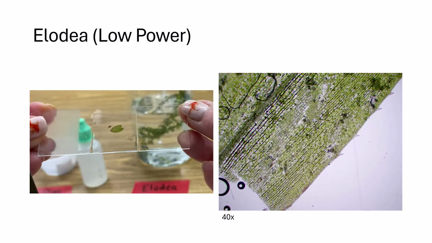A single Elodea leaf is placed on a clean slide with a drop of water and a cover slip. As it is placed at scanning power, this is how it appears. Focus near the edge of the leaf where the cells are thinner and easier to see. At this stage, you're looking for the general shape and arrangement of the cells, not fine details yet.